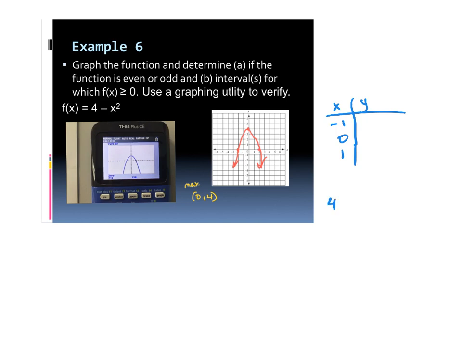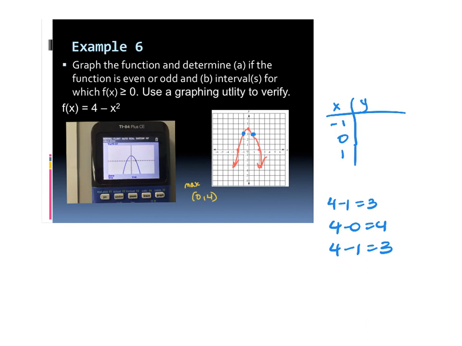So I'd get 4 minus 1, which is 3, 4 minus 0, which is 4, 4 minus 1, which is 3. So I get these points here, but I need my zeros. I need to know where it's crossing that x-axis. So how can I find them? Set it equal to 0, right?